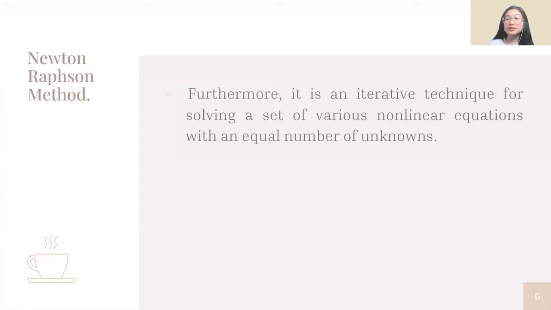Just to give an example, later we are going to deal with a two-bus circuit, and that two-bus circuit will yield two unknowns to solve for. Meaning to say, if we have two buses, we are obliged to solve for two unknowns. As for three buses, we are obliged to solve for three unknowns. Hence, these are nonlinear equations with an equal number of unknowns.